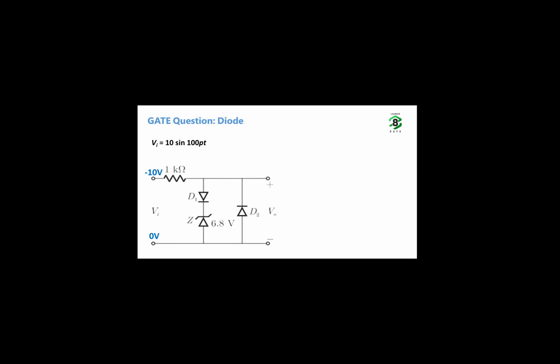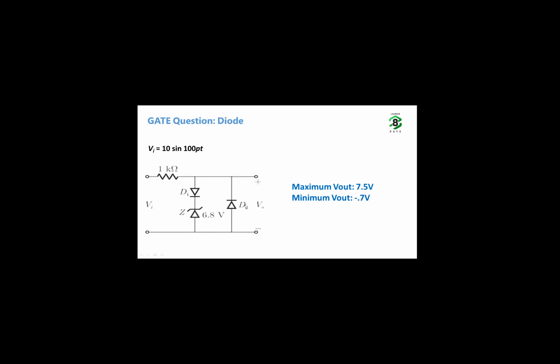Now if we go to the other end, when sine omega t is -1, then what will be the voltage at the input? -10 volt, and the bottom node is always at ground. So you can see this will be off. We just solved it in the previous question. So what will be the voltage at Vout? The voltage at Vout will be -0.7, because now this diode will be forward biased. So in a nutshell, what is the answer? The maximum voltage is 7.5 and the minimum voltage is -0.7.